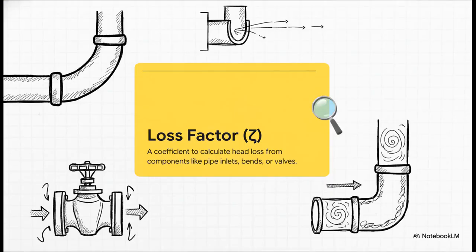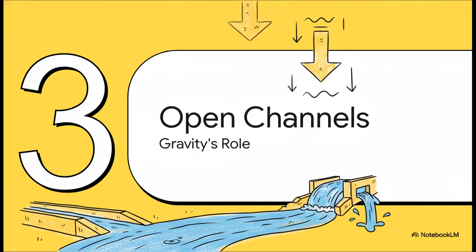But wait, there's more. Pipes are never just straight lines, right? They've got bends, valves, inlets, and all sorts of other components that disrupt the flow. Each one of those fittings acts like a little speed bump, causing the fluid to lose energy. And to account for that, we use a handy little number called a loss factor.